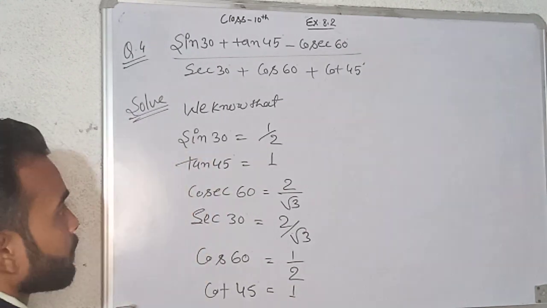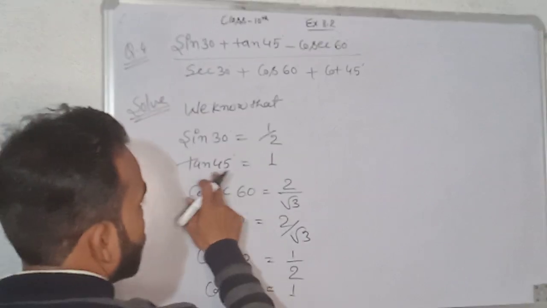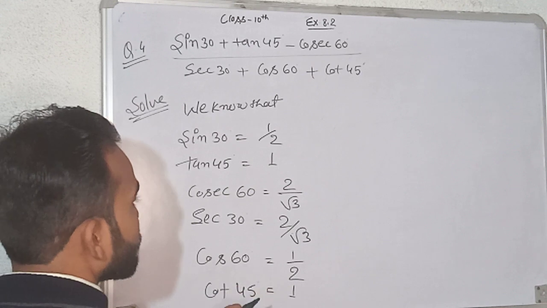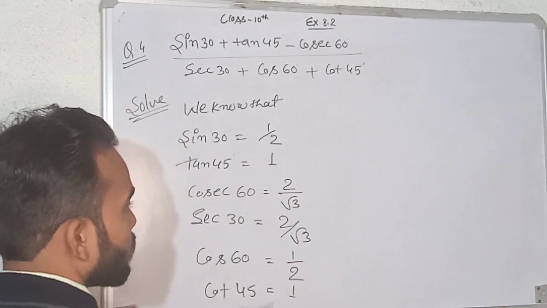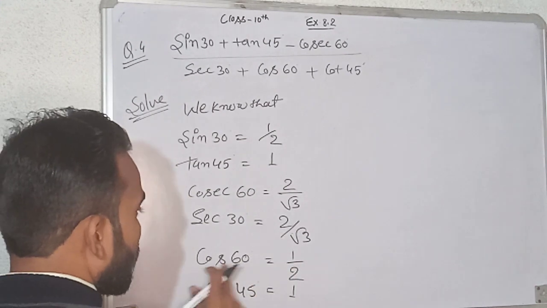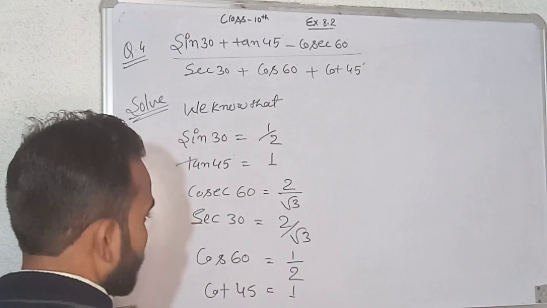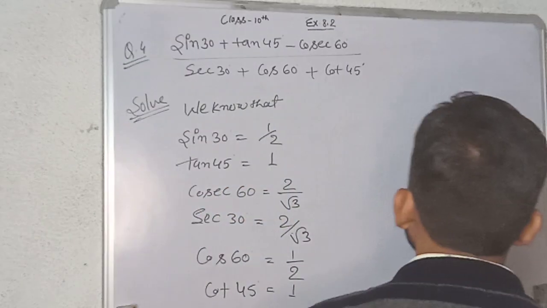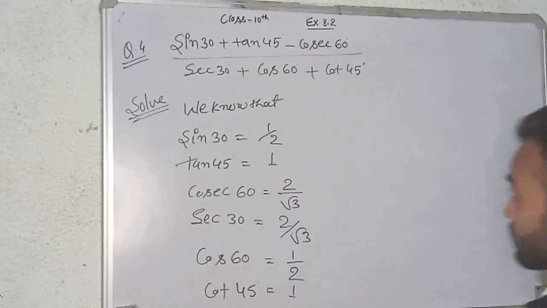Clear? So sin 30 degree is equal to 1 by 2, tan 45 degree is equal to 1, cosec 60 degree is equal to 2 by root 3, sec 30 degree is equal to 2 by root 3, cos 60 degree is equal to 1 by 2 and cot 45 degree is equal to 1. Clear? Any doubt? Now we have to put these values in the given question.